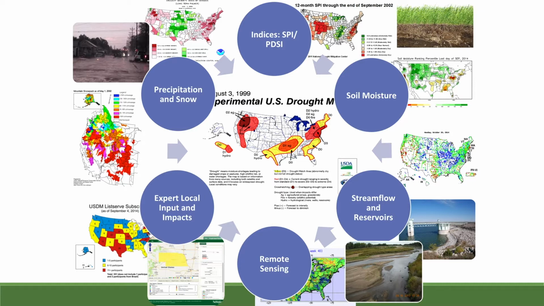Precipitation and snow. Again, drought is a lack of precipitation. In the west, we're looking at snowfall. Those are key indicators. We're not just looking at where it rained, but how much it rained. We're comparing it to historical averages and seeing, is this dryness really dry, or are we really always dry in December and January?